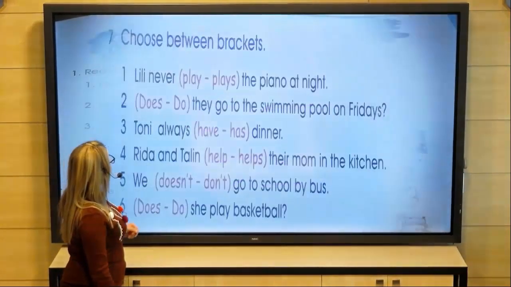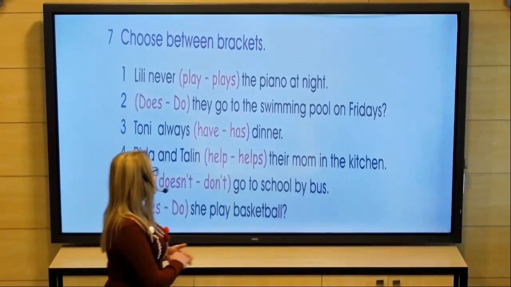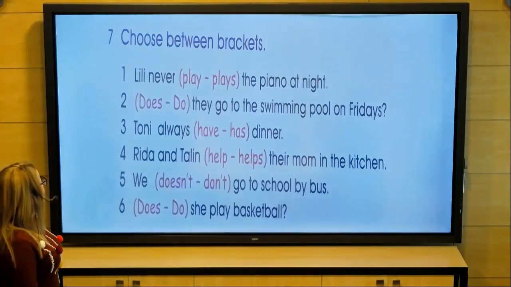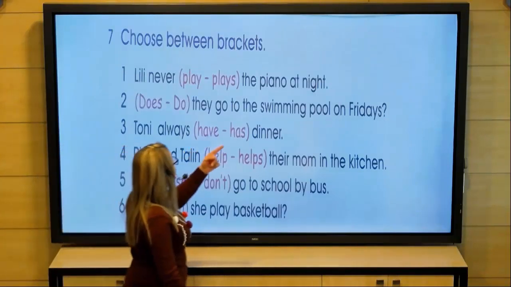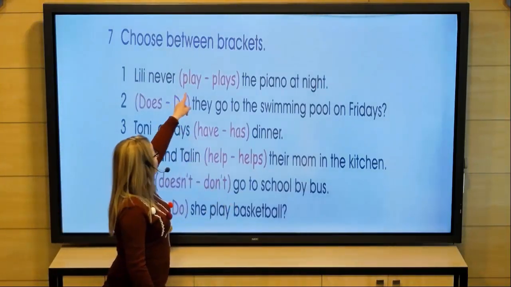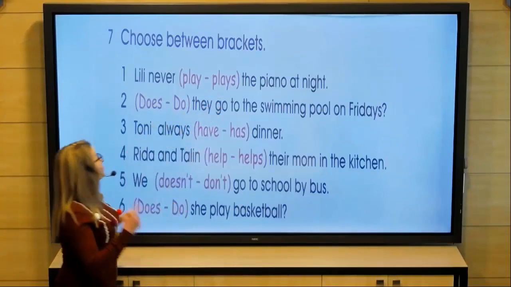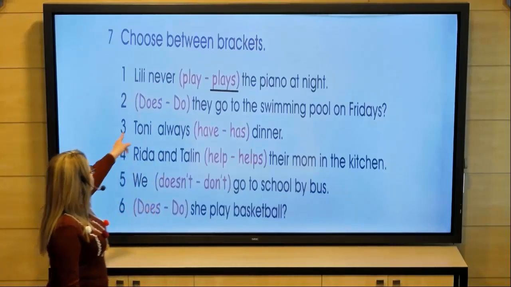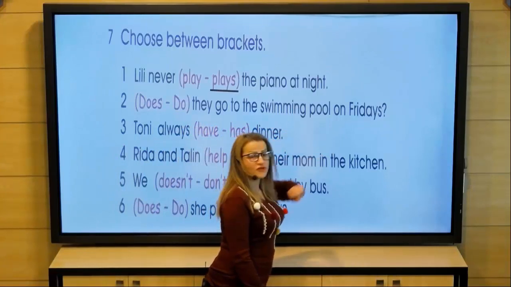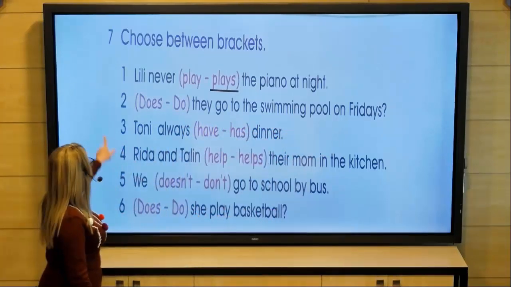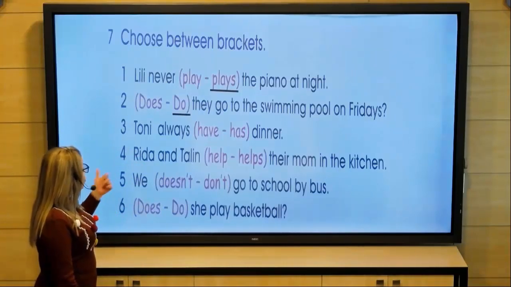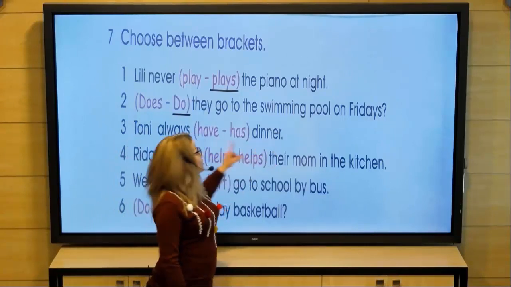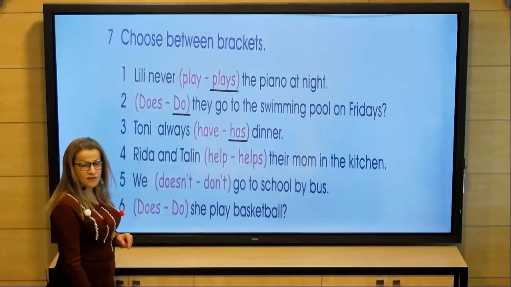Now, please close your workbook and open your textbook on page 13, exercise 7. Choose between brackets. 1. Lily never play or plays the piano at night. We have Lily, so you have to underline plays. 2. Does or do they go to the swimming pool on Fridays? We have to choose do. 3. Tony always has or have dinner. So you have to underline has.